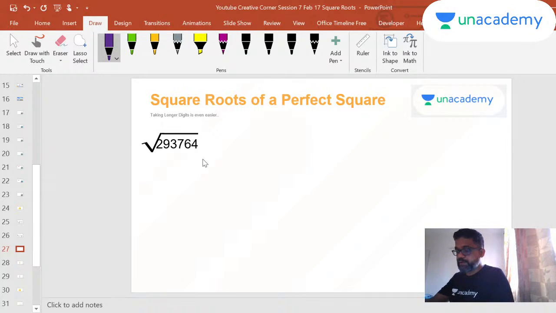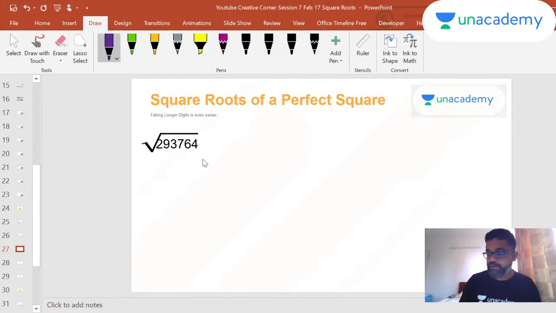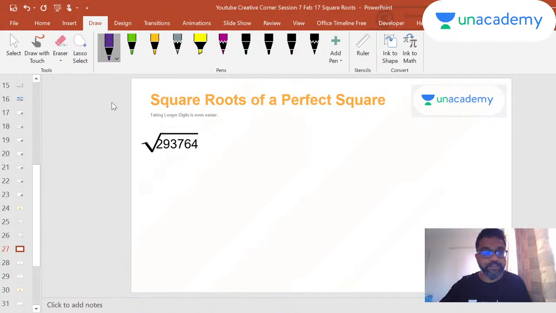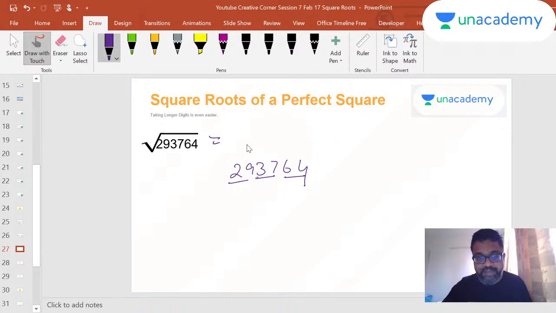Okay, so we're going to solve 293,764. As I said, take the pairs. I know that this will be a 3-digit answer, my answer will be 3 digits, so the square root will be 3 digits. So I form those two pairs from the left.